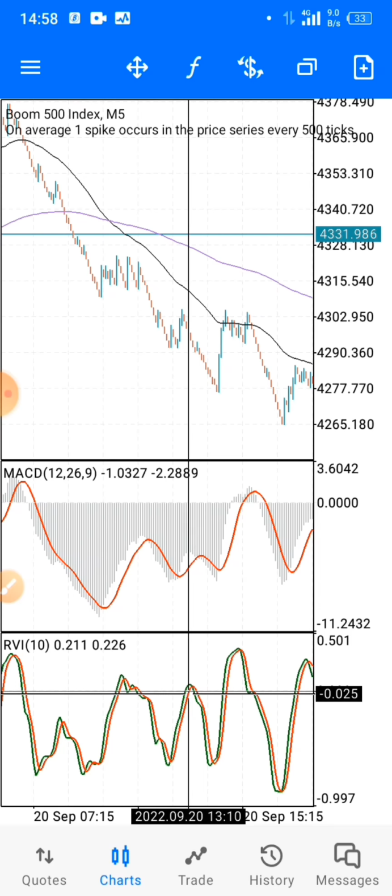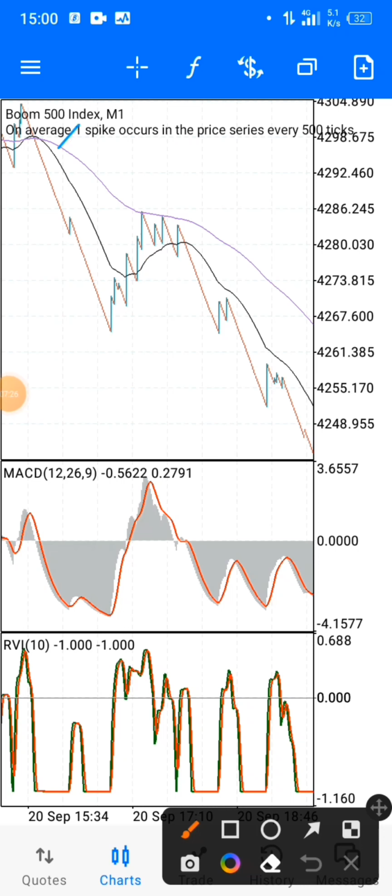So here the first confirmation that we need will be the EMA crossover, and here it's showing a buy. So here they crossed over for a sell, right there. And then we wait for the MACD histogram to be below. Here the MACD histogram is already below the level 0, right? Then we are looking for entry.